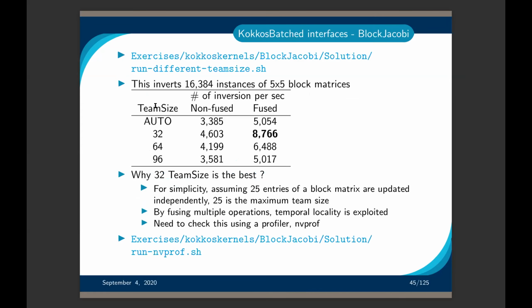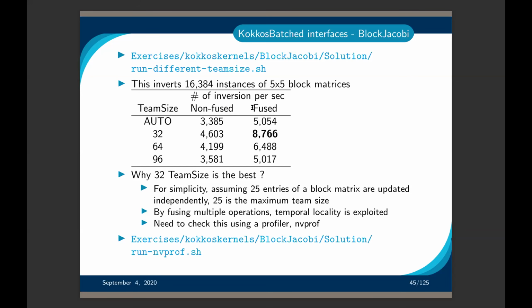This is the team size. We test with auto, and then team size equal to 32, 64, and 96. And this is the non-fused version. That means we are going to call four parallel fors: the LU, the copy and set identity, the triangular solve lower, and the triangular solve upper. And we run the four parallel fors independently.